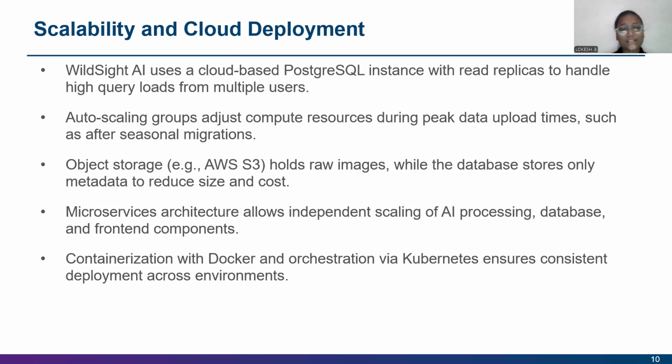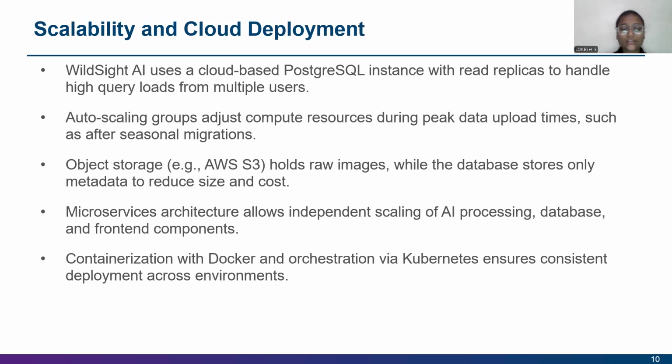And next, scalability and cloud deployment. WildSite AI uses a cloud-based PostgreSQL instance with read replicas to handle high query loads from multiple users, and the auto-scaling groups adjust compute resources during peak data upload times, such as after seasonal migrations.